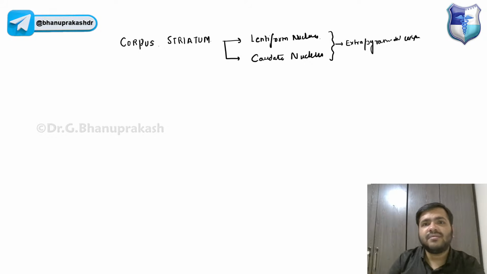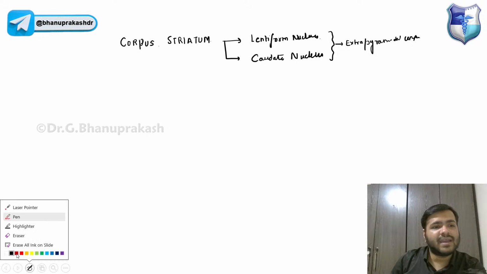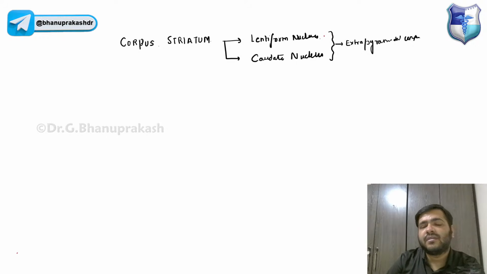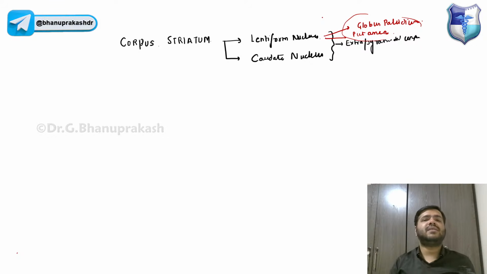Now, remember this lentiform nucleus is again having two parts, guys. One is called the globus pallidus, and the other one is called the putamen, right? So that is something you have to remember. The corpus striatum consists of the lentiform nucleus and the caudate nucleus. And this lentiform nucleus consists of the globus pallidus and the putamen.